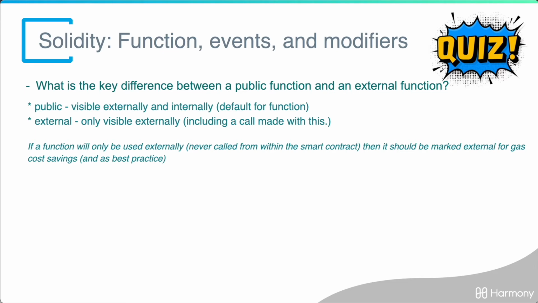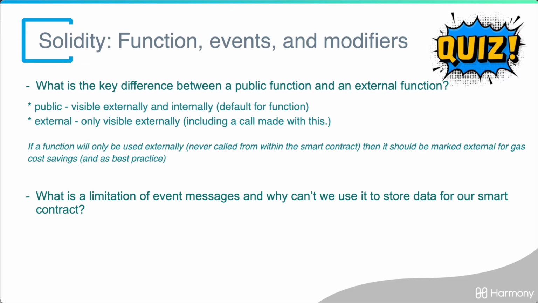A public function is visible externally and internally, meaning anyone can call it. However, an external function is only visible externally. In a smart contract where one function is marked as external, other functions within that smart contract cannot call it, even with this notation. The best practice is, if a function will only ever be used externally and never be called within the same smart contract, then it should always be marked external. There are some gas cost savings, and it's typically a best practice.